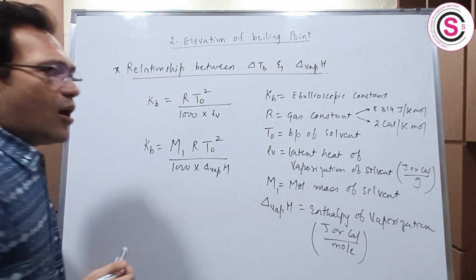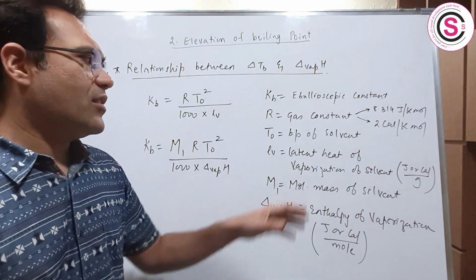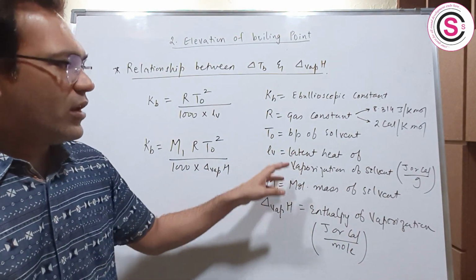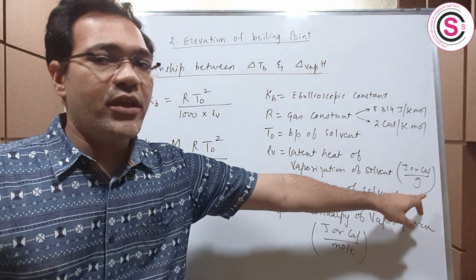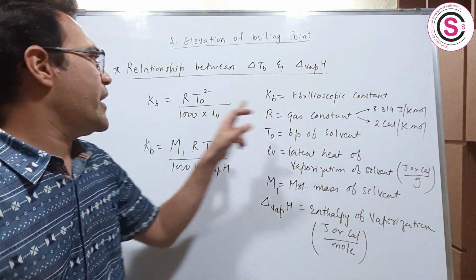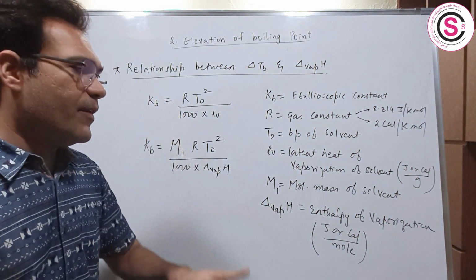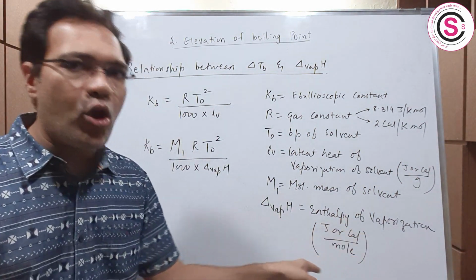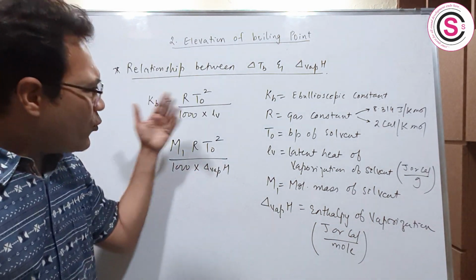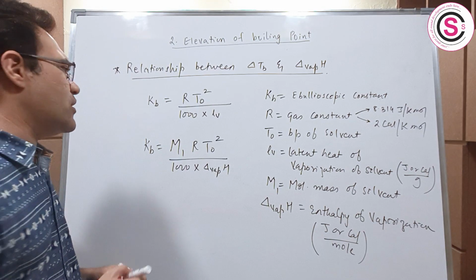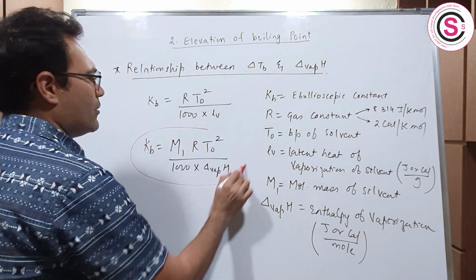Now the enthalpy of vaporization which is given to you will have the unit of joule or calorie per mole. So now if you are given the enthalpy of vaporization or latent heat of vaporization in per gram of solvent, then you have to use the first formula, and if it is given to you in the form of per mole of solvent, then you have to use this formula.